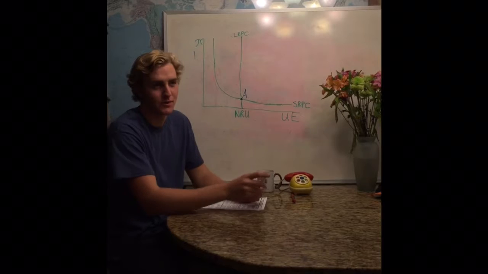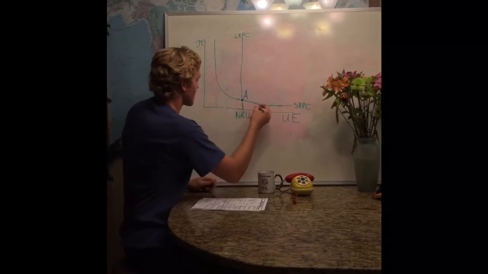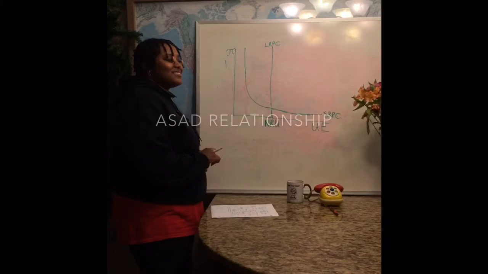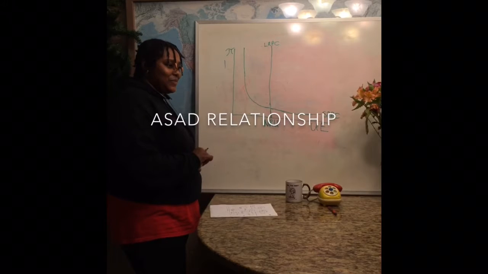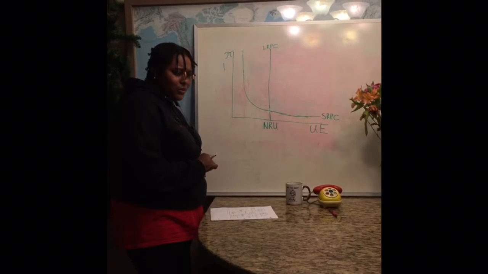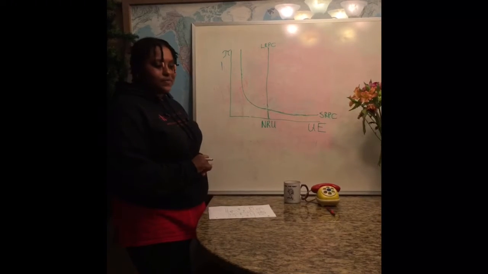The point on the short-run Phillips curve will shift to the right when price levels fall, corresponding with a rise in unemployment. So it'll go from full employment all the way down here, which represents a recession. The Phillips curve has an inverse relationship with the ASAD graph. Two things that can shift the short-run Phillips curve are SRAS and expected inflation.